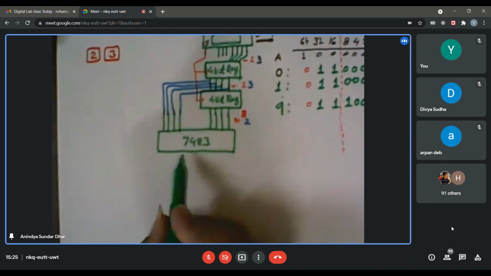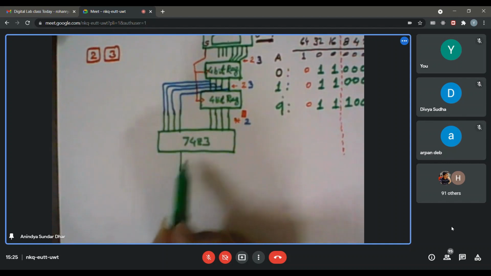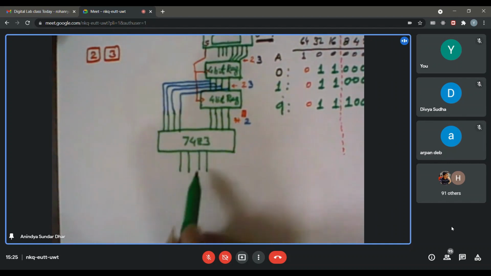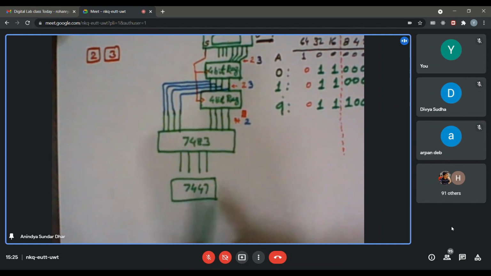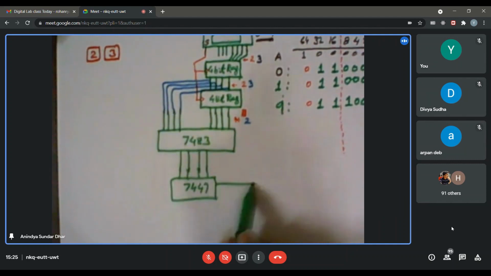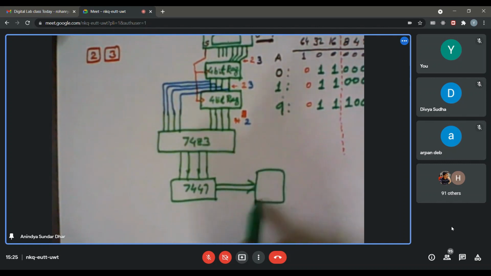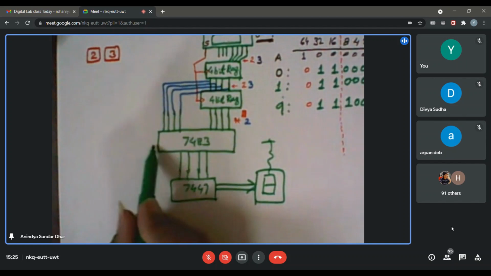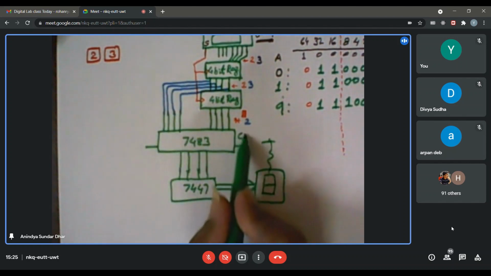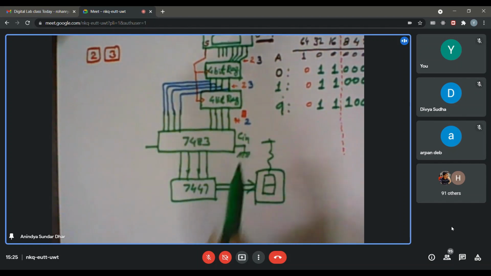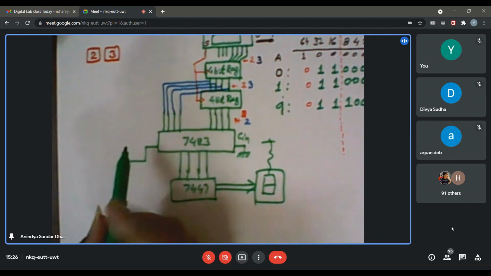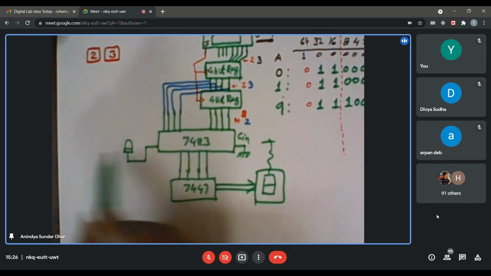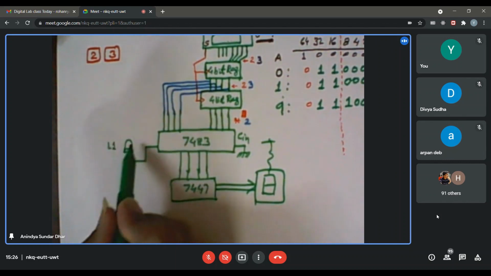So here with this 7483, whatever you are connecting, basically a 7447, which will go to the display. I'm showing the display on this side. It is going to the display. And the carry out pin, I assume that the carry in pin you are connecting to the ground. So the carry out pin we are connecting to either an LED or, in the simulator, as I have shown, something like a logic display, L1, as I was showing at that time.